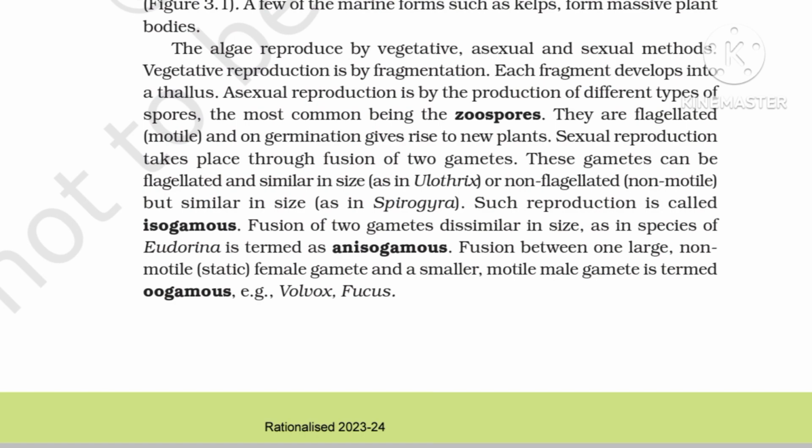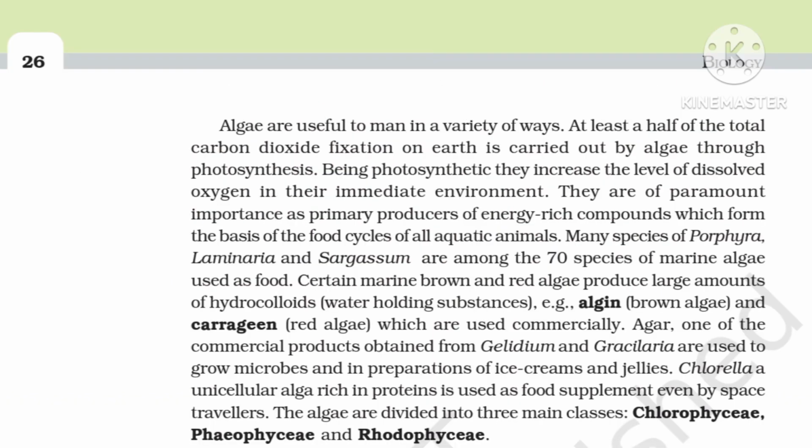Sexual reproduction takes place through fusion of two gametes. These gametes can be flagellated and similar in size as in Ulothrix, or non-flagellated, non-motile, but similar in size as in Spirogyra. Such reproduction is called isogamous. Fusion of two gametes dissimilar in size as in species of Eudorina is termed anisogamous. Fusion between one large, non-motile static female gamete and a smaller motile male gamete is termed oogamous, for example Volvox.